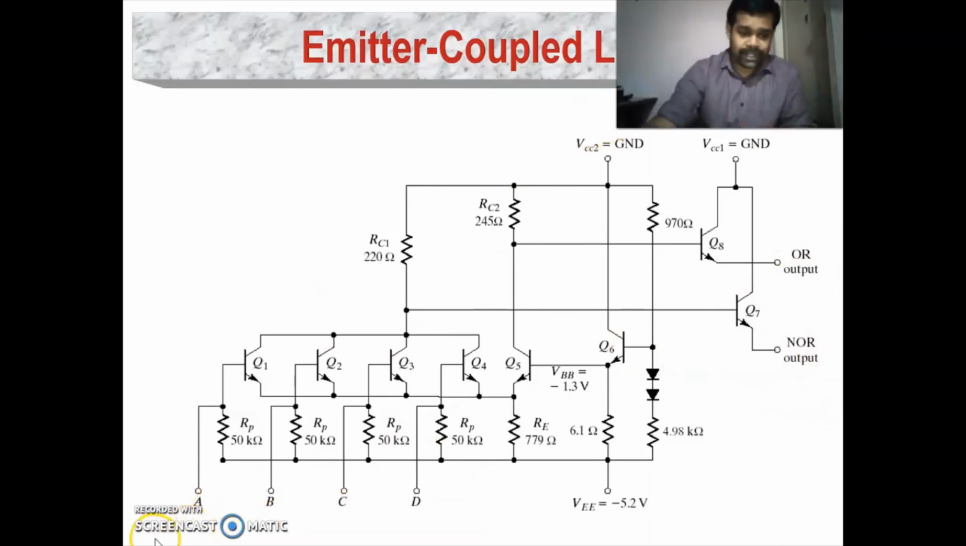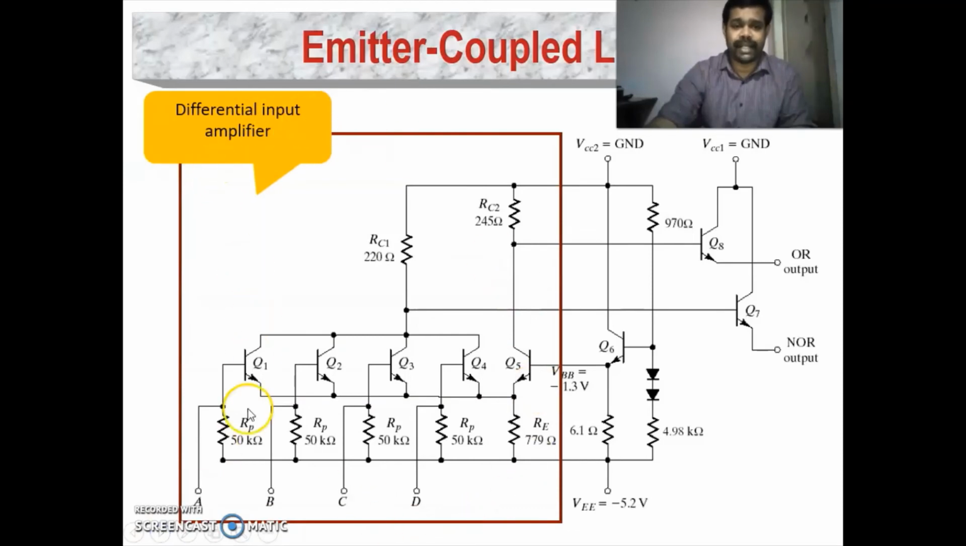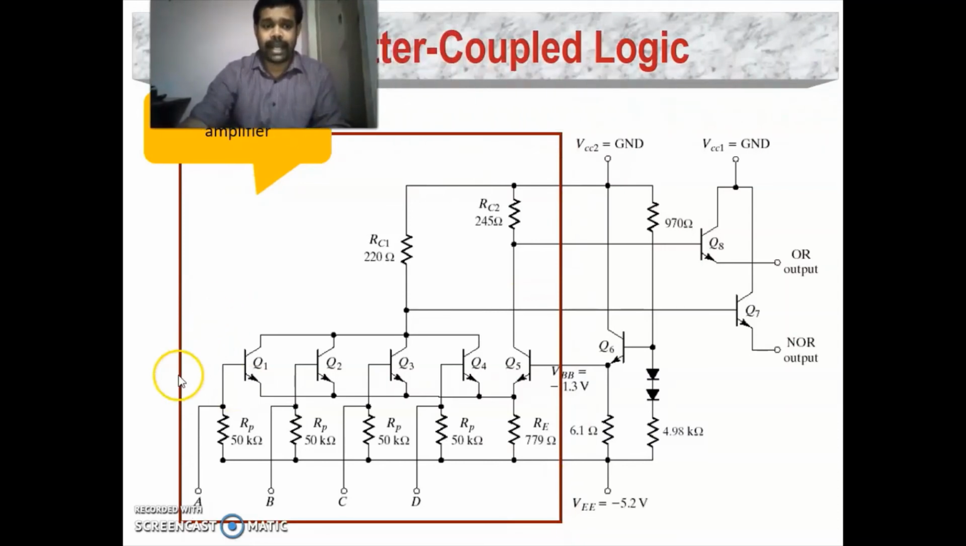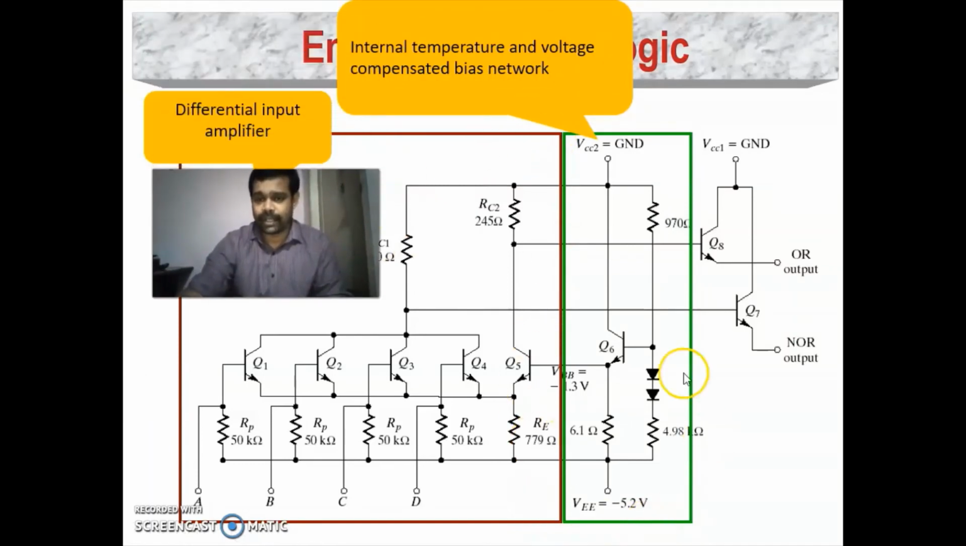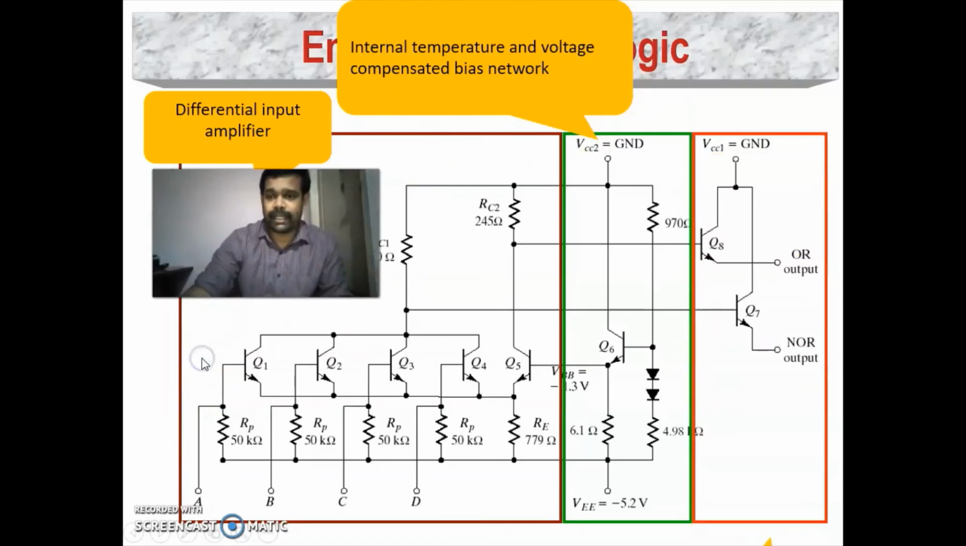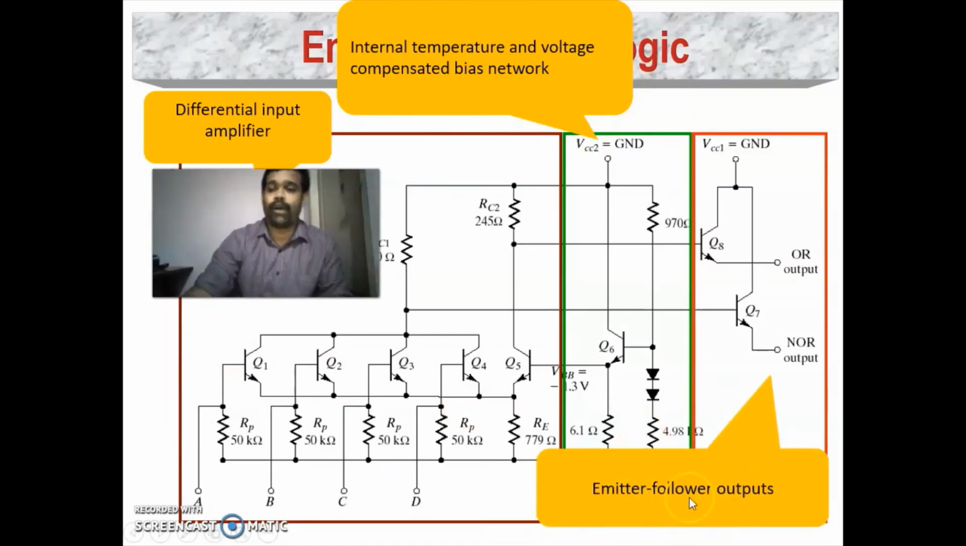Now when you are seeing, it is having three sections. The first section is the differential input amplifier. The second section is the internal temperature and voltage compensated bias network. This green part is the internal temperature and voltage compensated bias network. The third part is the emitter follower outputs. So these two are emitter follower outputs.